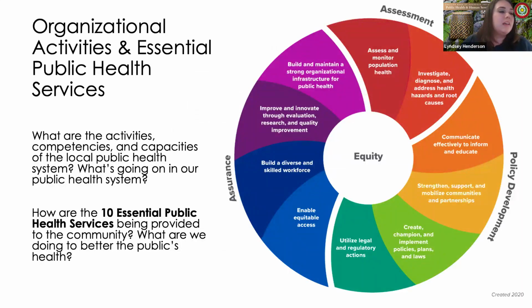So the 10 essential public health services were introduced to the group with 2 key questions in mind, and those are up here on the slide for you to view. But those are: what are the activities, competencies, and capacities of our local public health system, and how are the 10 essential public health services being provided to the community? Another way to put it: what are we doing to better the public's health?